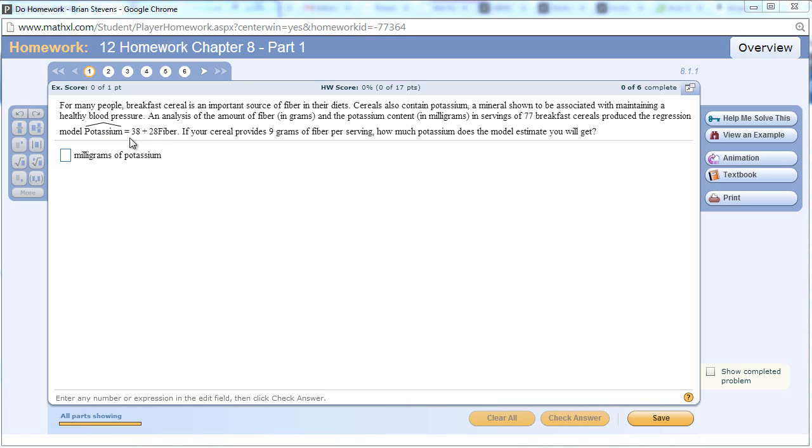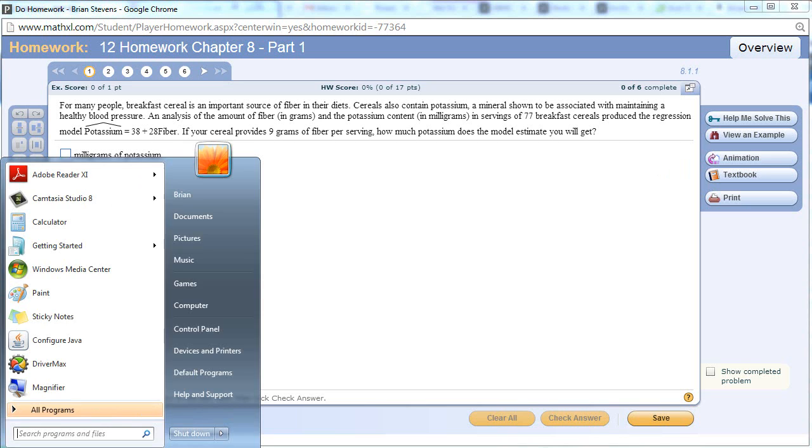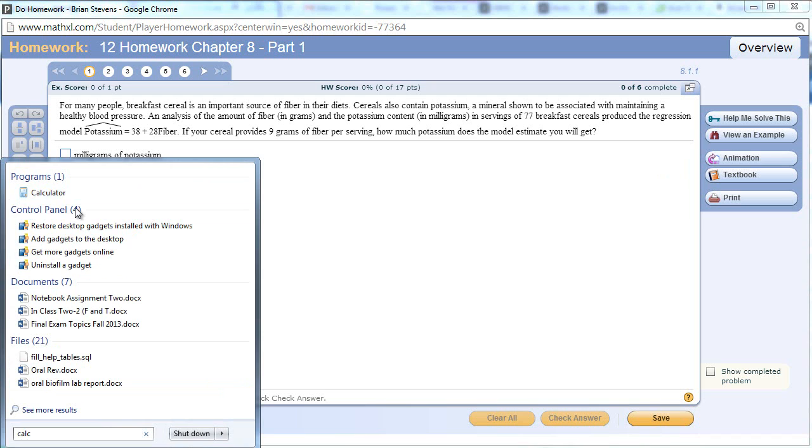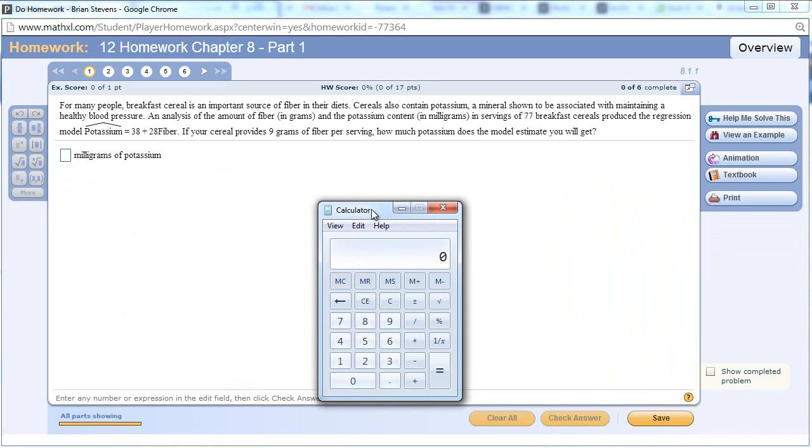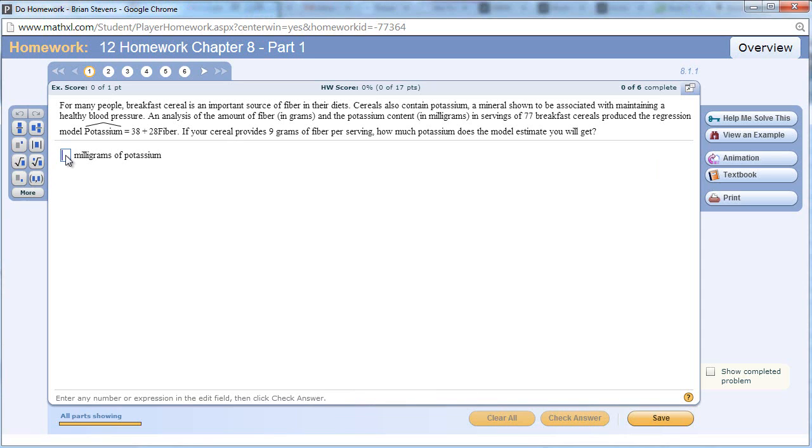As you can see, potassium is going to get large very quickly because when we times this by 9, it's going to make it very big. Let's pull up the calculator right here and bring it over here. We can do 28 times 9, I'm just plugging the 9 into the equation, plus 38. And as we said, there's a lot of potassium. So this is 290 milligrams. Ignore what I said about grams, it's milligrams of potassium.